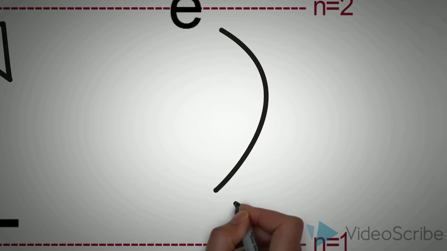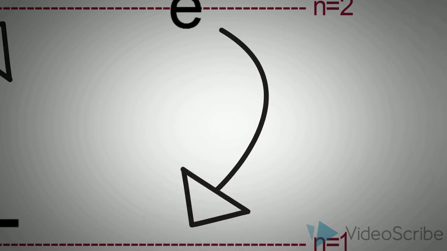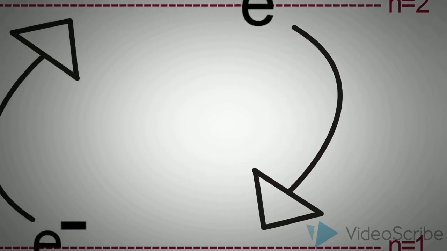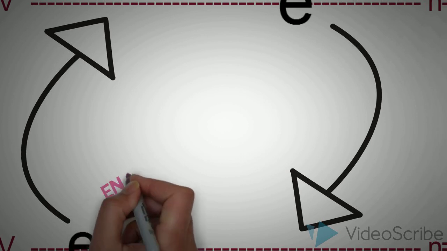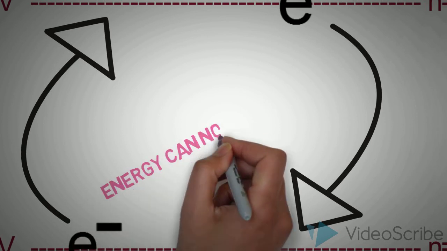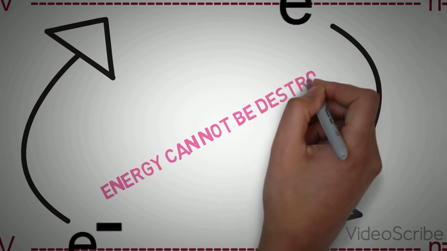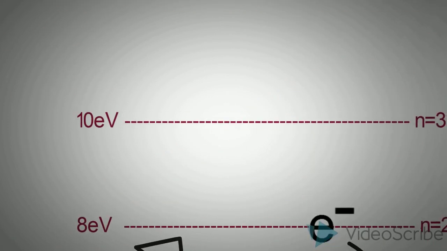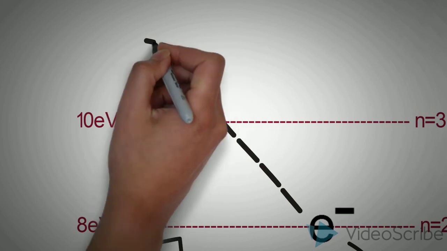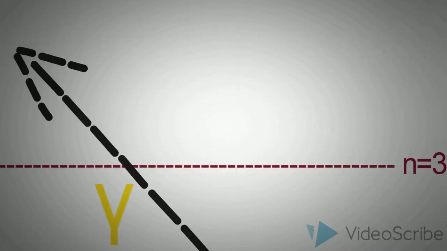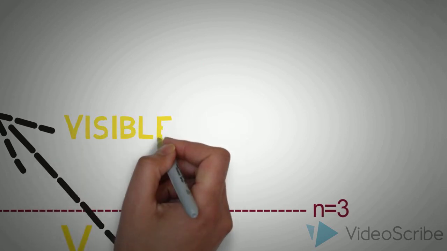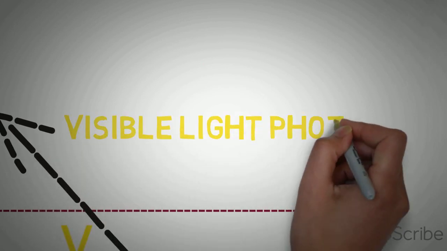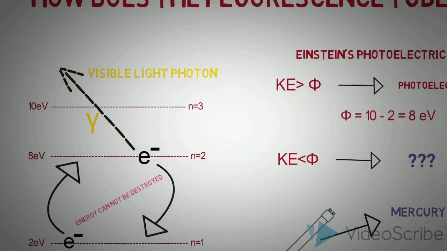Atoms don't like being unstable, so sooner or later an electron in the n equals 2 shell will de-excite back to the ground state. The ground state is an energy level of only 2 electron volts, so there is 6 electron volts of excess energy. According to the law of conservation of energy, energy cannot be destroyed but only transferred between types. So this excess energy will be emitted out of the system as a photon in the visible spectrum, which is what we see. So next time you switch on the light, just remember, you make a bunch of electrons really excited.